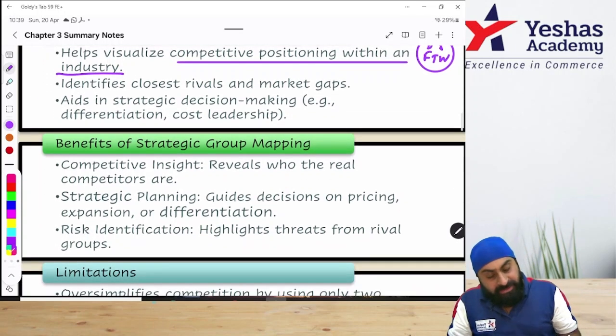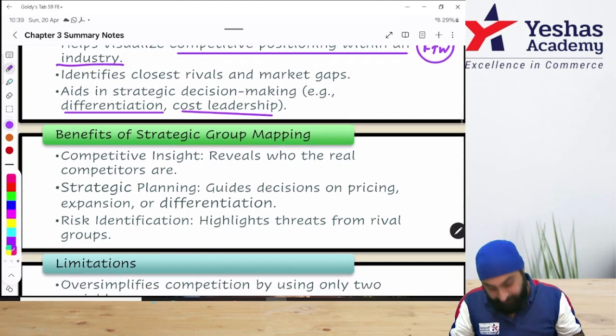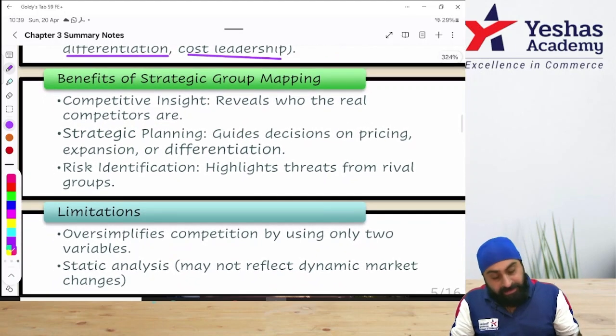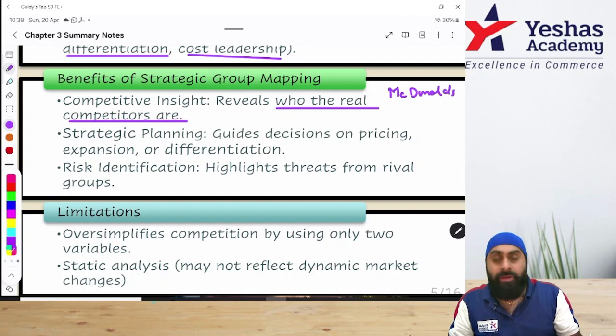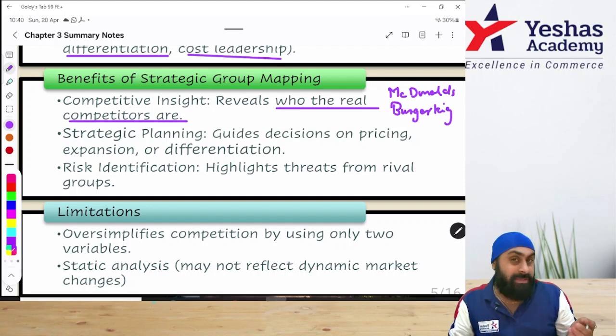It aids in strategic decision making, for example, whether we go for differentiation or cost leadership, which we're going to talk about in some time. The benefit of strategic grouping and mapping is that it reveals who the real competitors to your business are. When I say McDonald's, who is a direct competitor of McDonald's? KFC? No, no, no. Yes, Burger King for sure. So this is what we are trying to say.